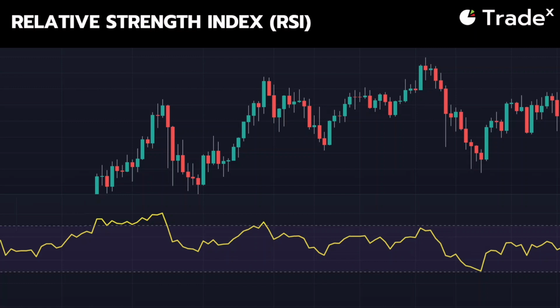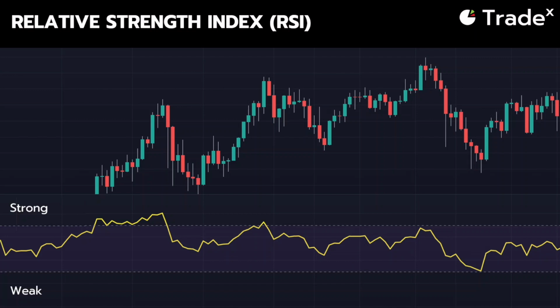In this chart, the dashed lines near the RSI chart divide the RSI into 3 distinct zones. The strong zone is above the top line, indicating strong momentum. The moderate zone is between the 2 lines, reflecting balanced momentum. The weak zone is below the bottom line, showing weak momentum. These zones help you interpret the strength of price movements more effectively.